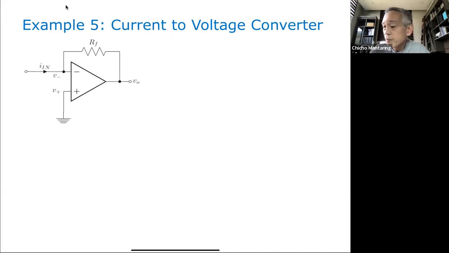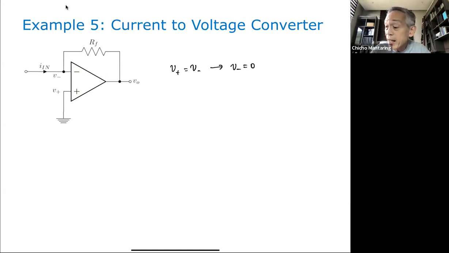Okay, V plus is equal to V minus. First of all, note there's negative feedback. Then you have V plus is equal to V minus, and therefore, since V plus is equal to 0, you have V minus is equal to 0, no? Because you have a virtual short here.